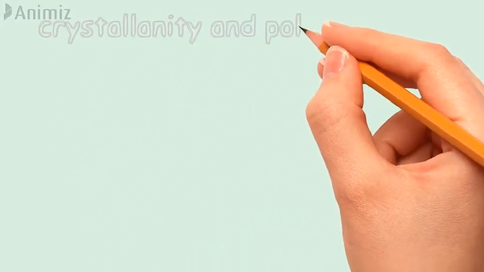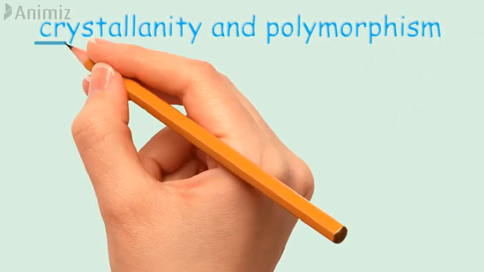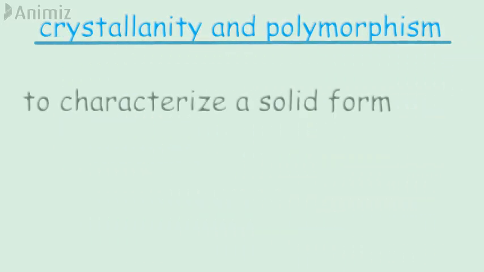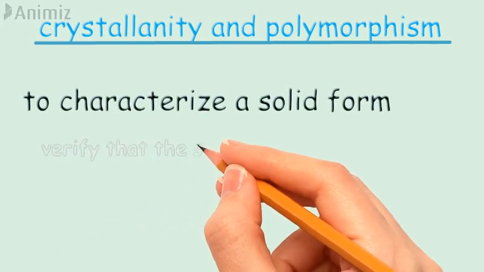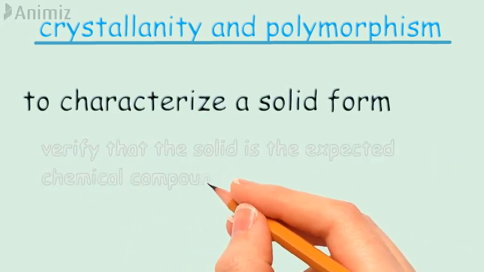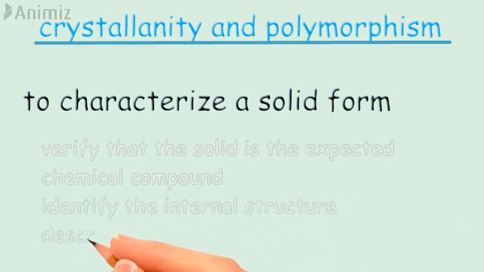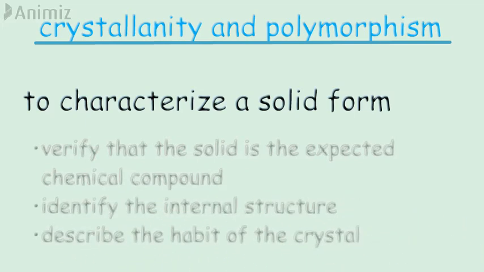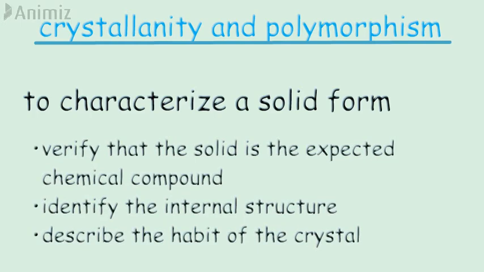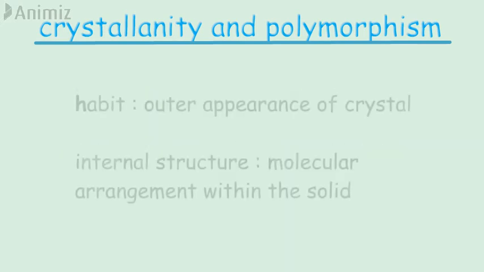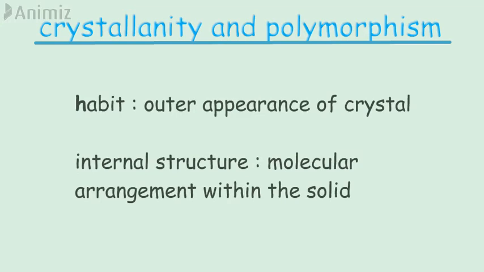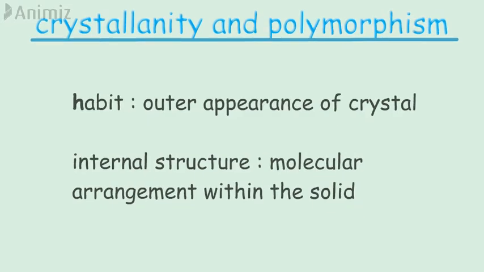The first one is crystallinity and polymorphism. To characterize a solid form, one has to verify that the solid is the expected chemical compound, identify the internal structure, and describe the habit of the crystal. Then what are the habit and internal structure of a molecule? The outer appearance of a crystal is described as habit, while the molecular arrangement within the solid is called internal structure. Internal structure of a molecule can be crystalline form or amorphous form.